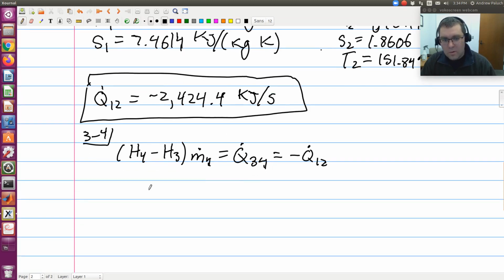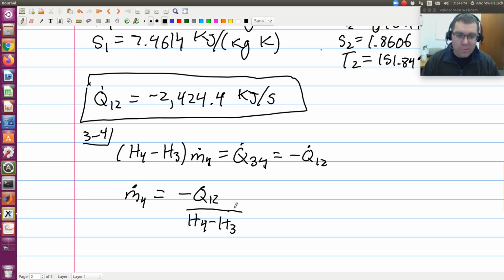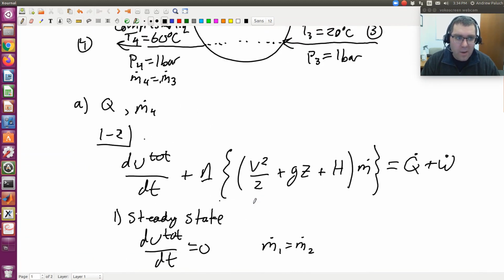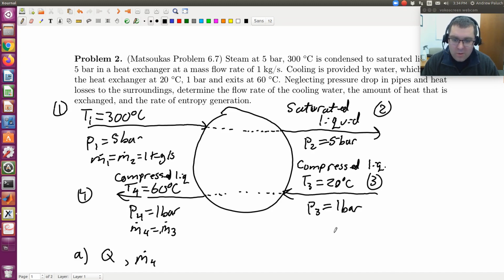Therefore, we would get that m dot 4 is equal to negative Q dot 1-2 divided by H4 minus H3. Now I need to get H4 and H3. So the assumption I'm going to make is that I have a compressed liquid. Why? Because I know that at 1 bar my saturation temperature is 100 degrees C. So I have a compressed liquid.